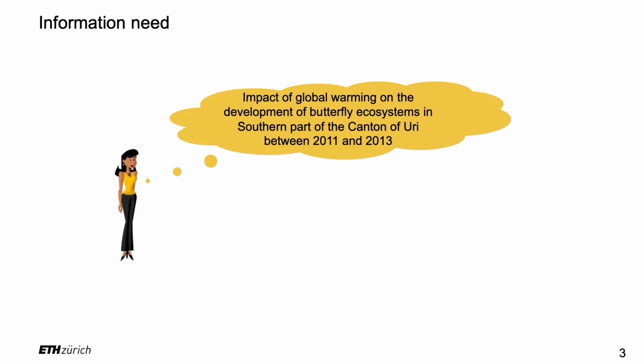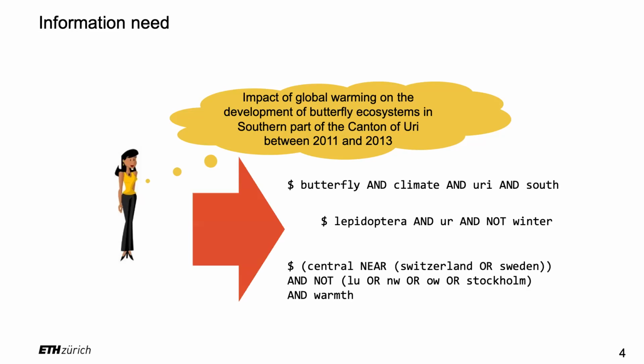So what is she going to type in the system? Nowadays you can type that in a search engine, of course, but what about our Boolean query language, if we want to do it that way? Well, you could think of several ways. You could say, okay, butterfly and climate and Uri and south. You go to the library and type that in the query system. Or maybe Lepidoptera for butterfly and UR, which is the symbol of the canton of Uri, and not winter.